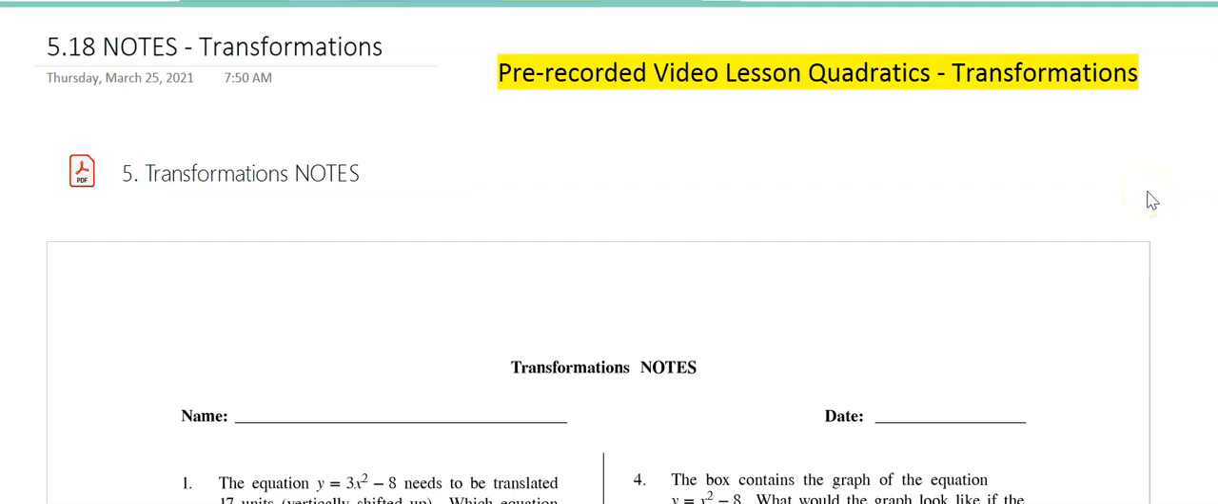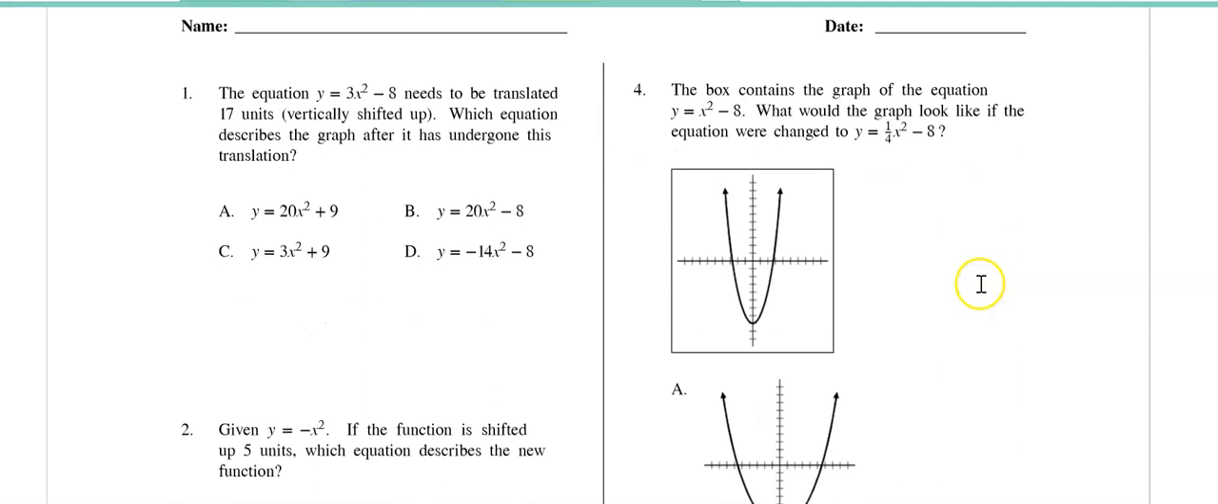Hey guys, so right now what we're going to be looking at today is transformations of quadratics. This is where we are going to move the quadratic back and forth on the graph and see what changes in the equation create changes on the graph. And this is a little different than I've done it in the past, so we're going to see how it works out. What I'm going to do is just give you the problems and we're going to discuss and talk about how we can solve them.